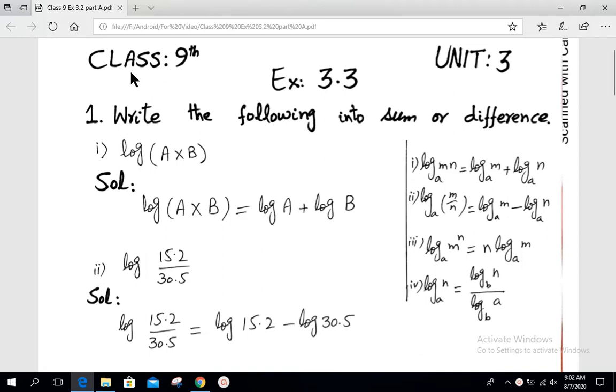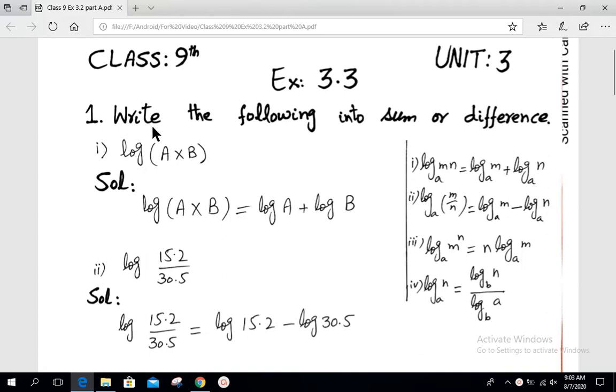Viewers, our today's lesson from class 9th, unit number 3, exercise 3.3. Before I start question number 1, I just give you a recap. In our previous class, we completed these 4 laws of logarithms and also completed their proofs. Viewers, today in exercise 3.3 solution, we will be applying these rules. You will come to know how these laws are applied to solve the questions.